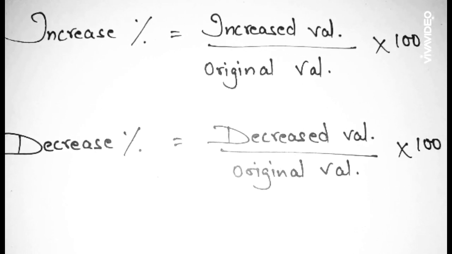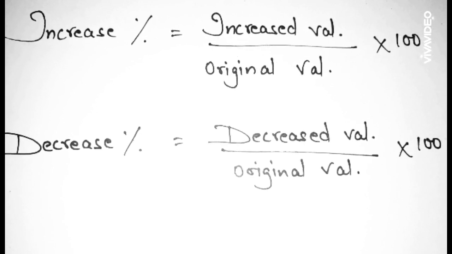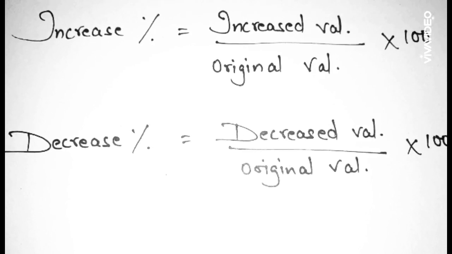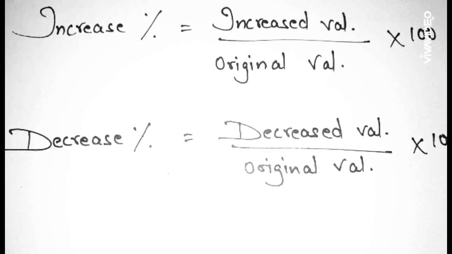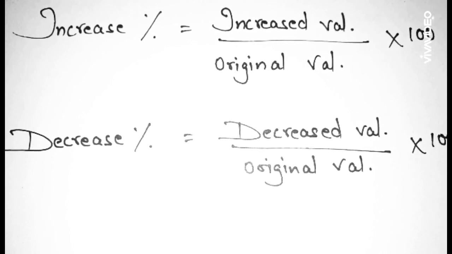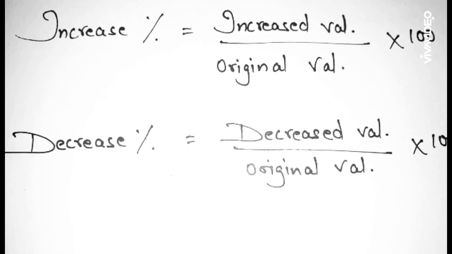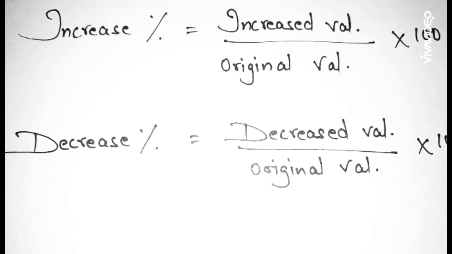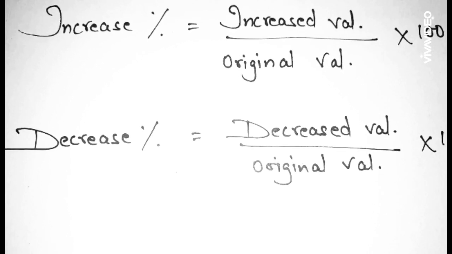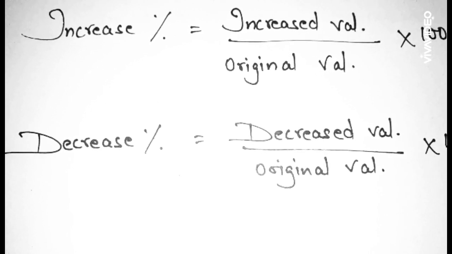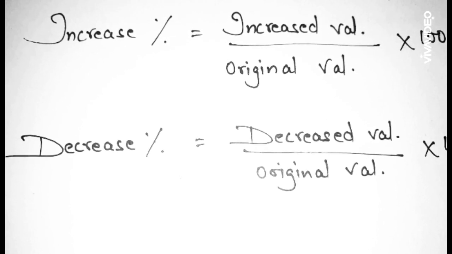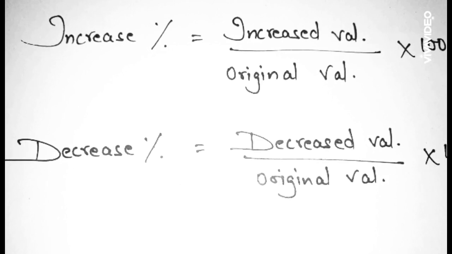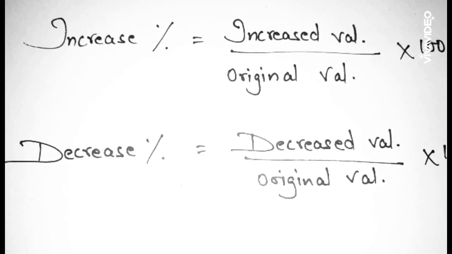Now for an example, I have a garden, and in that garden earlier there were 15 rose flowers. Now after 7 days, 5 new rose flowers grow. So basically the increased value in the garden is 5 and the original number of rose flowers was 15. Are you getting how we calculate increase percent? In the same way, decrease percent will be found.